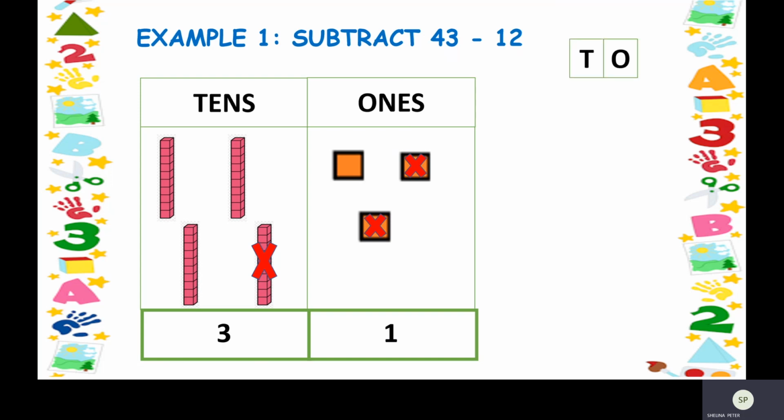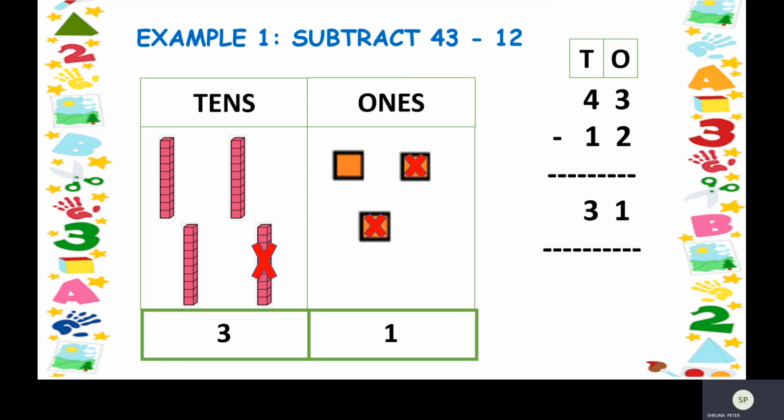So can we say that 43 minus 12 equals 31? Because 3 minus 2 is 1 and 4 minus 1 is 3, as you can see here over these blocks. We have taken 2 blocks from these 3 blocks, and here from the 4 blocks we have taken away 1 block and got the answer as 31.